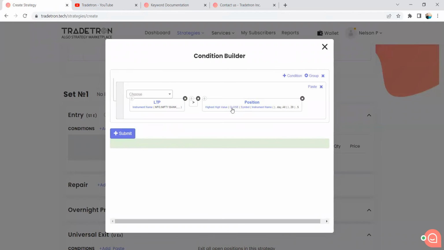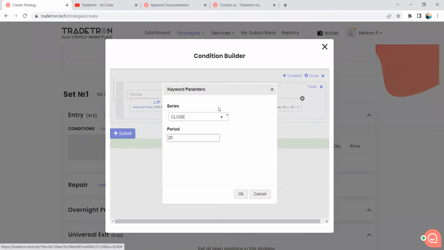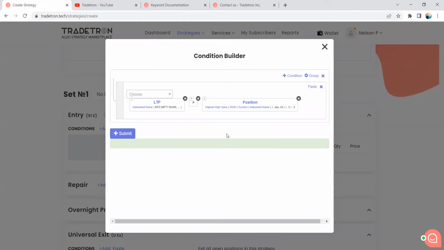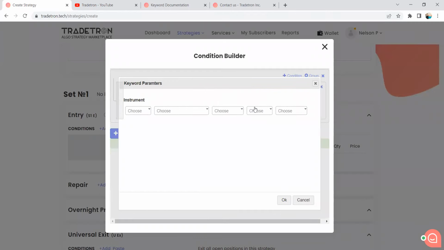Under highest high value, if we select just close, then it will take the highest close of the last 5 candles. But in this case, we want the highest high value. So we'll click on highest high value, and over here we will select high. So high of past 5 candles. The highest high value of past 5 candles is what we will select, and instrument name.